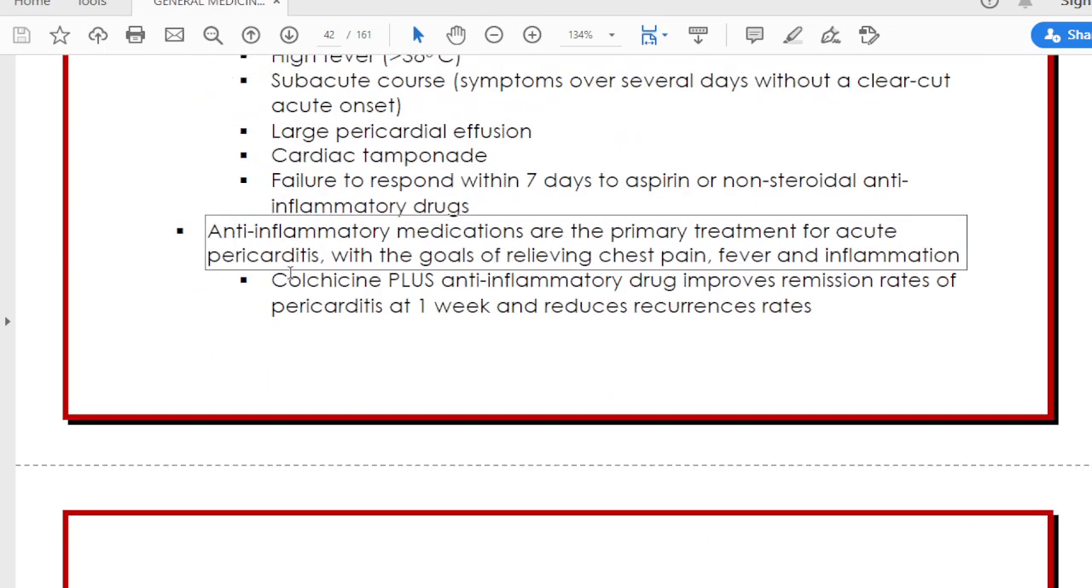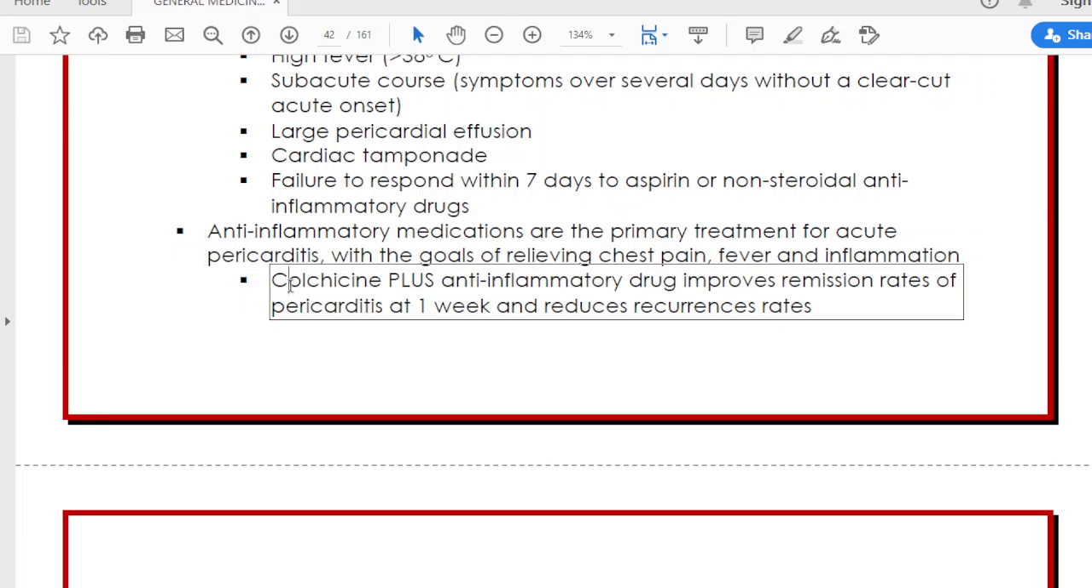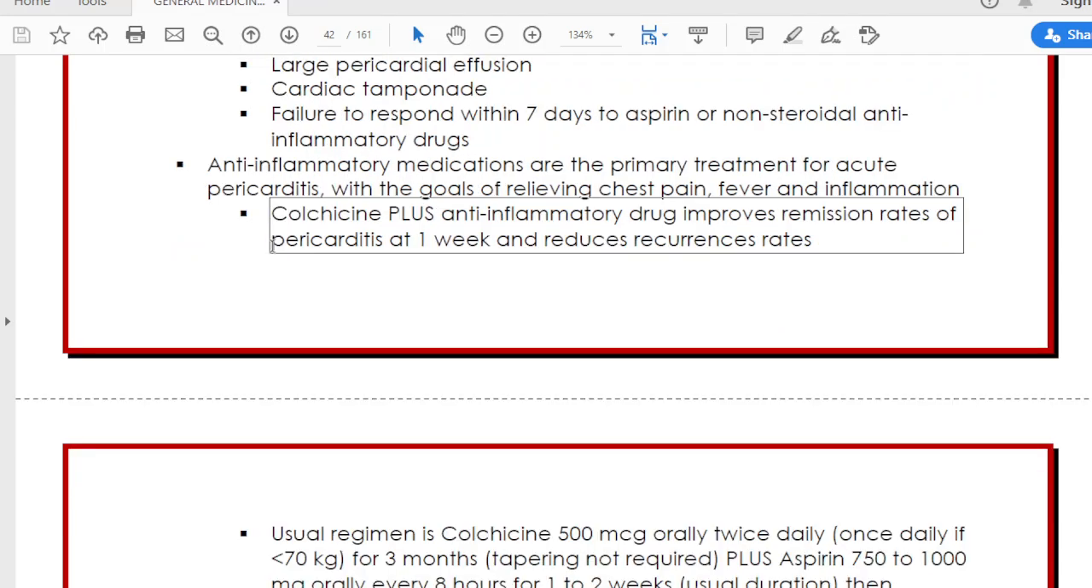Anti-inflammatory medications are the primary treatment for acute pericarditis, with the goals of relieving chest pain, fever, and inflammation. Colchicine plus anti-inflammatory drug improves remission rates of pericarditis at 1 week and reduces recurrence rates.